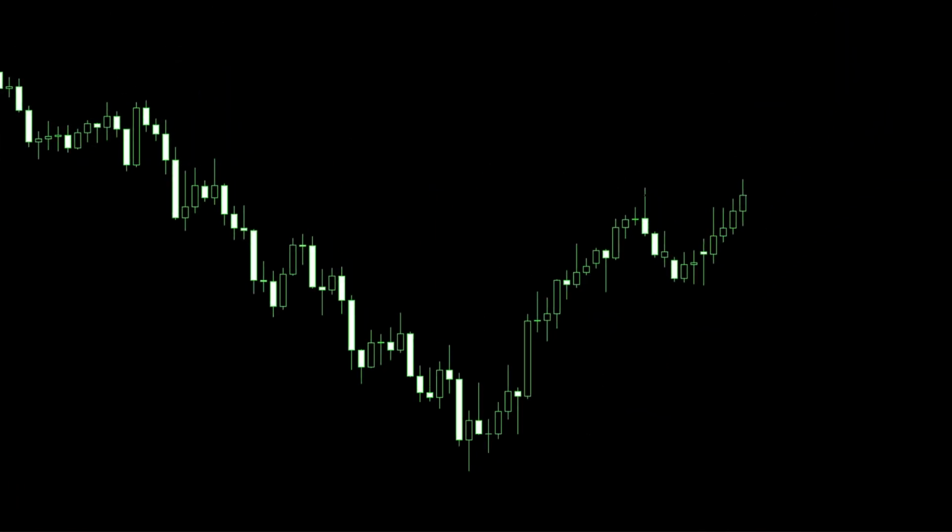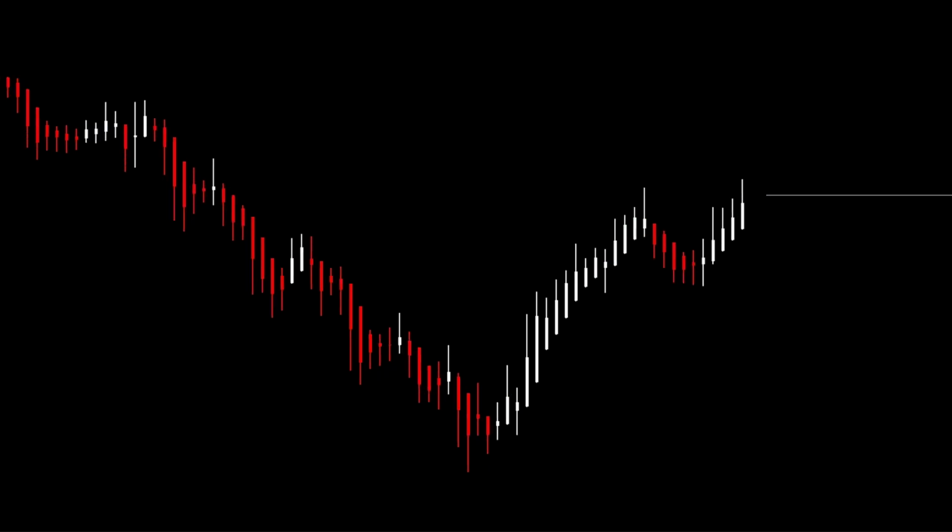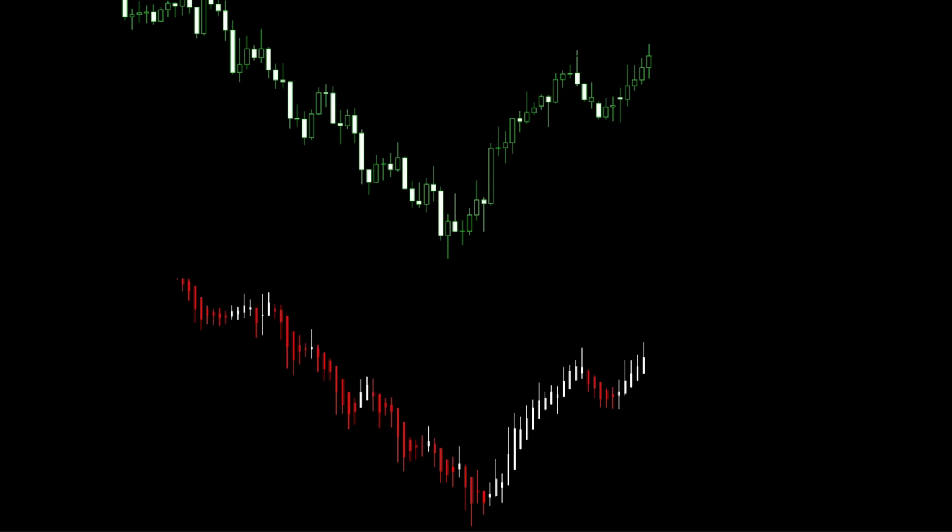Let's apply the Heikin Ashi on this real market chart. In some platforms, it will be in the indicator section. Heikin Ashi is shown as a layer inside traditional candlesticks. Now let's remove the traditional candlesticks to get the idea of how they look.